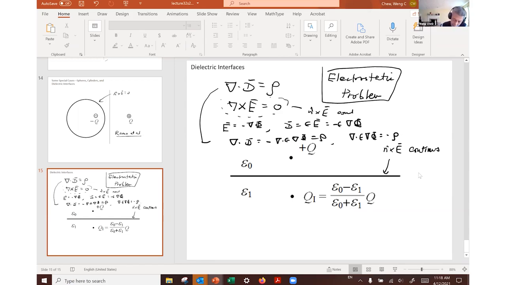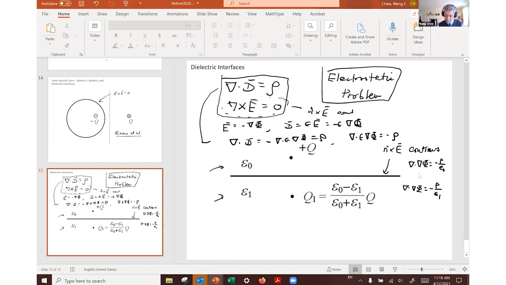However, if you assume that epsilon is a constant in this region and a constant in that region, then Poisson's equation becomes quite simple. Divergence of gradient of phi is minus rho over epsilon naught in this region, and divergence of gradient of phi equals minus rho over epsilon 1 in this region. Then you solve these two equations, and those two equations follow from the earlier two equations. They are second order PDEs, so they need two boundary conditions.